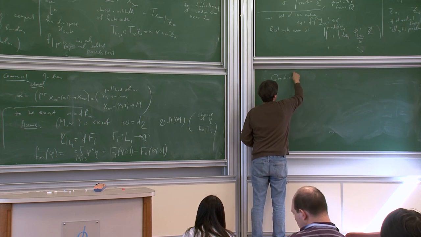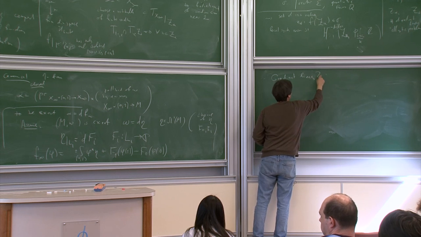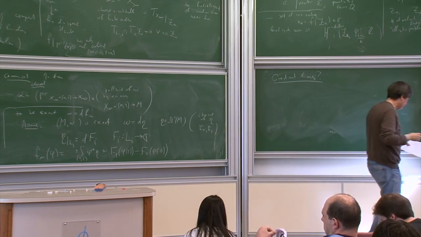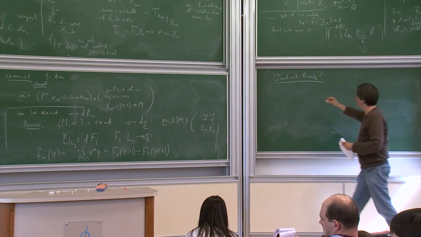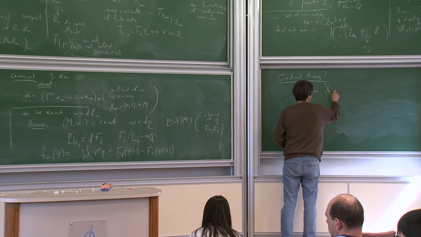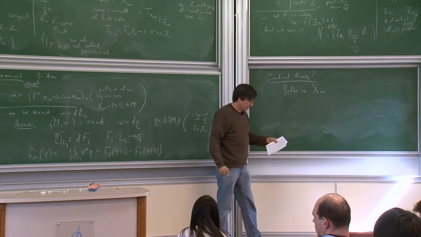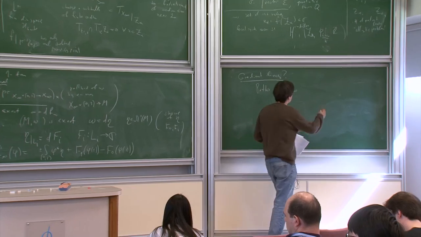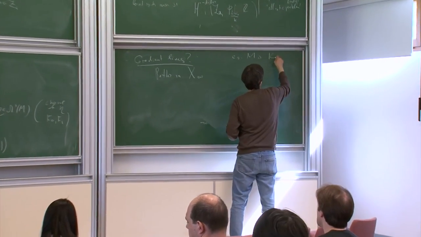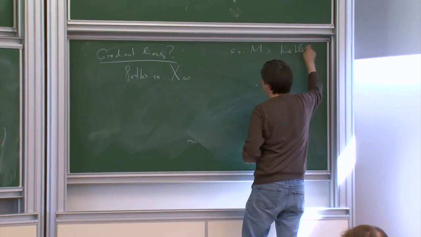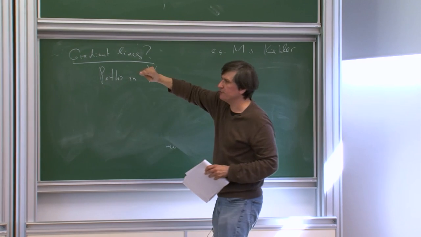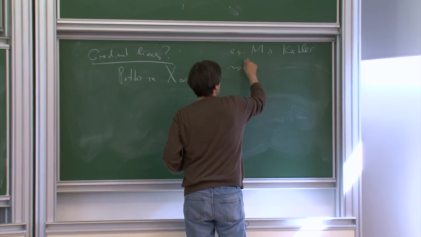And what are gradient lines? Gradient lines are passing to x infinity. For example, if M is a scalar, if you choose some Kähler metric, then on the space of x infinity one can also choose a Kähler metric.